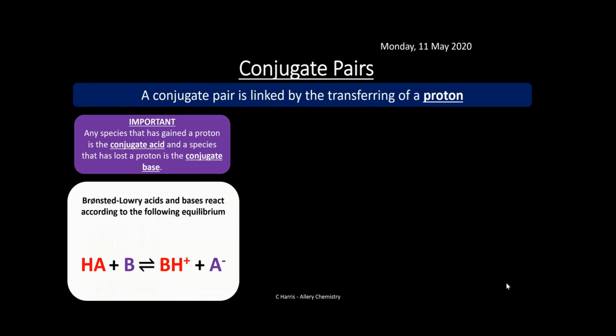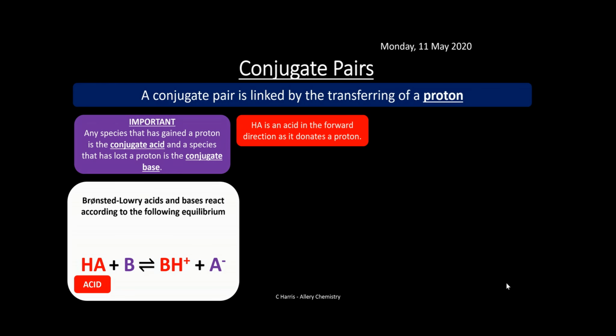So remember, the Brønsted-Lowry acids and bases react according to the following equation. You've got your acid, which is your HA. They react with a base, which is symbolized by a B. That forms BH plus and A minus, as you can see there. So HA is an acid in the forwards direction because it's donating a proton to form your BH plus. So this proton here is now attached to the B, which is the base. So that is definitely an acid.